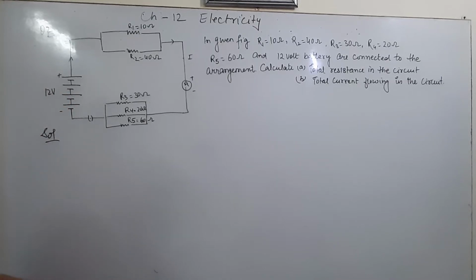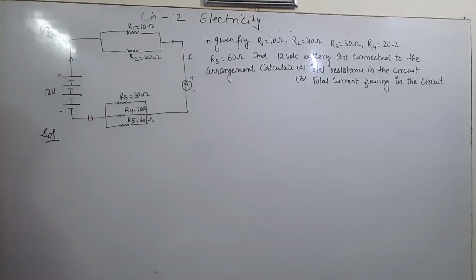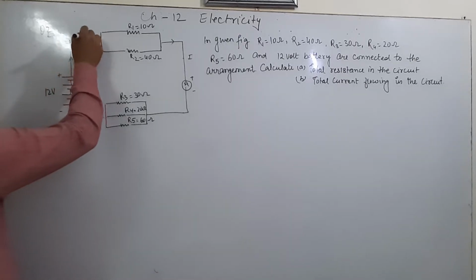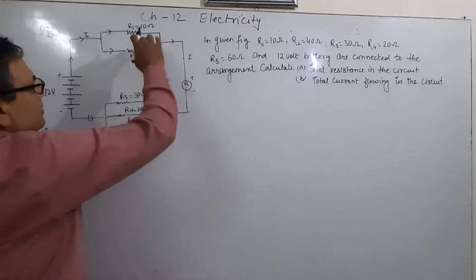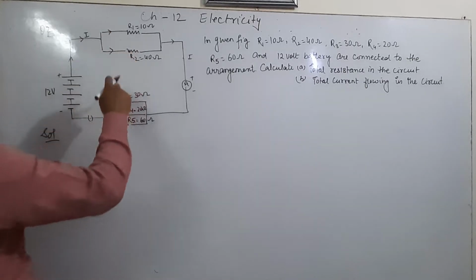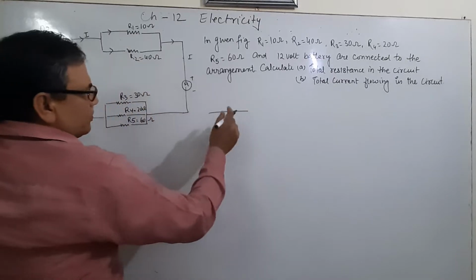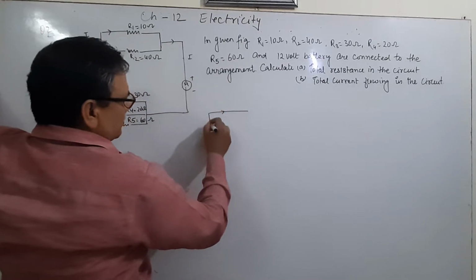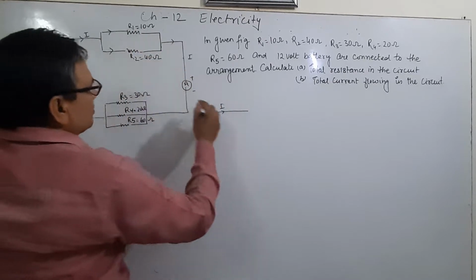Calculate the total resistance. The current flows through this one, and the current is divided in two parts. Here is I, that means current is divided in two parts. It means R1 and R2 are connected in parallel. R1 and R2 are connected in parallel. That means if we draw this figure, current I1 flows through R1 and R2.